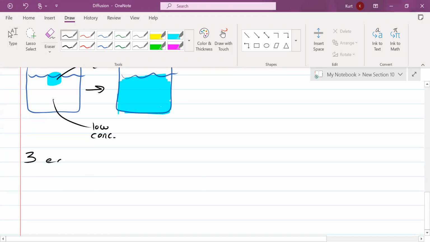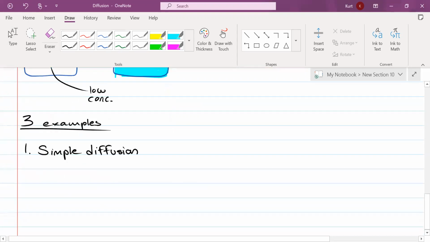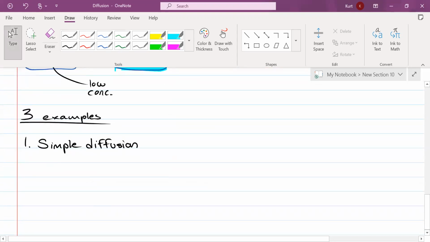There are three examples. One, simple diffusion. This is the one that students tend to forget the most. Give yourself a little extra. There's no fancy name to it. There's osmosis, that's a tricky name, I've got to think about it. Facilitated diffusion. There's no one. This is simple diffusion, one of the three. This is where small particles diffuse across the membrane.